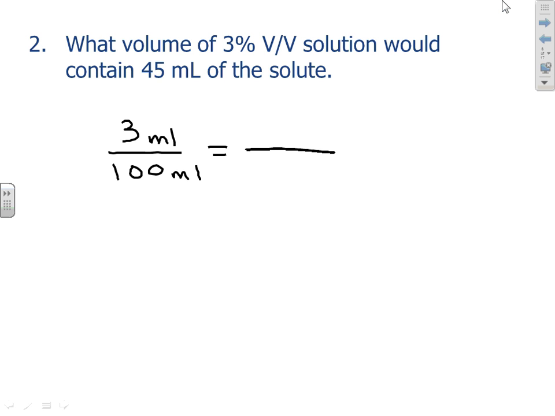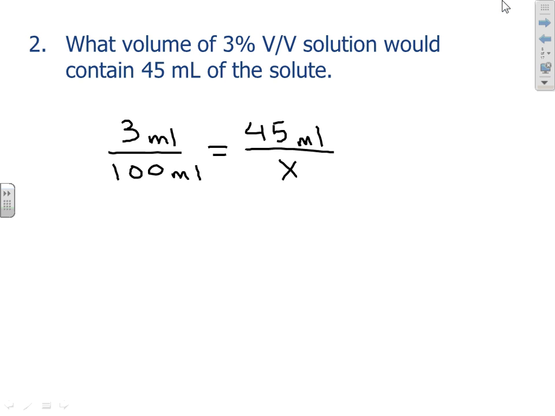Now I'm going to finish generating the other ratio. It contains 45 milliliters of the solute. Where's my 45 going to go? Where does the solute number go? Yep, in the top. Solute over solution. I have 45 milliliters of the solute, and I'm looking for the amount of solution.